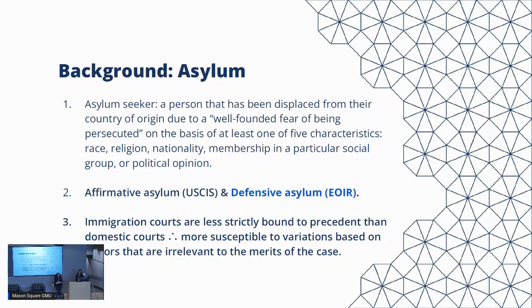2, asylum proceedings are conducted either affirmatively through the US Citizenship and Immigration Services or defensively through the Executive Office of Immigration Review, which involves pleading one's case in front of an immigration judge. In this study, we will be using data from that EOIR on defensive asylum cases. And lastly, 3, immigration courts cannot themselves establish precedent, making them more susceptible to variations in asylum decisions based on a variety of factors that can be irrelevant to the merits of the case.